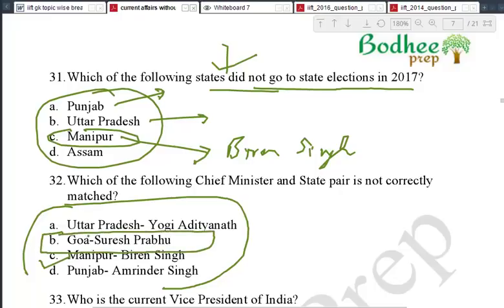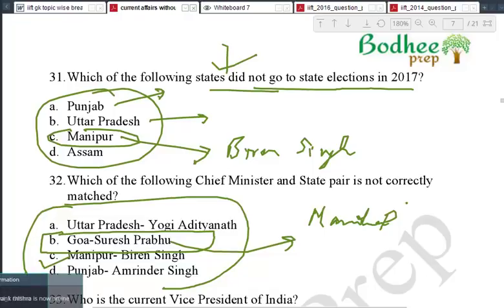People usually confuse Suresh Prabhu with Parikar. Manohar Parikar, and I know for what reason Parikar and Prabhu are always confused, because they both have the same name, Manohar and Suresh, Parikar and Prabhu. I always get confused when I get these two names.